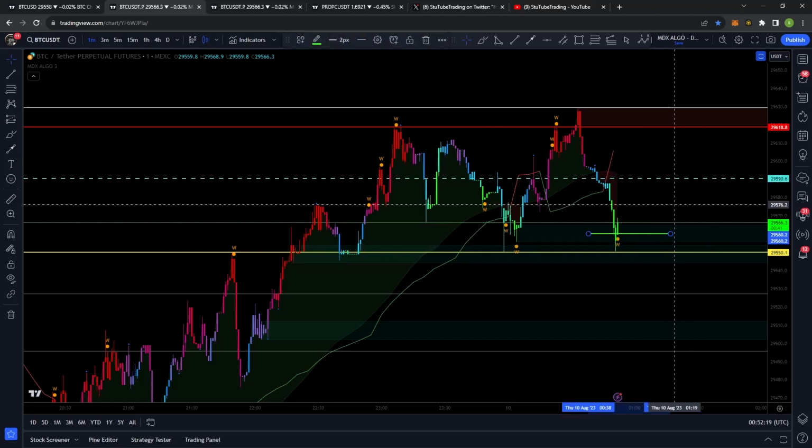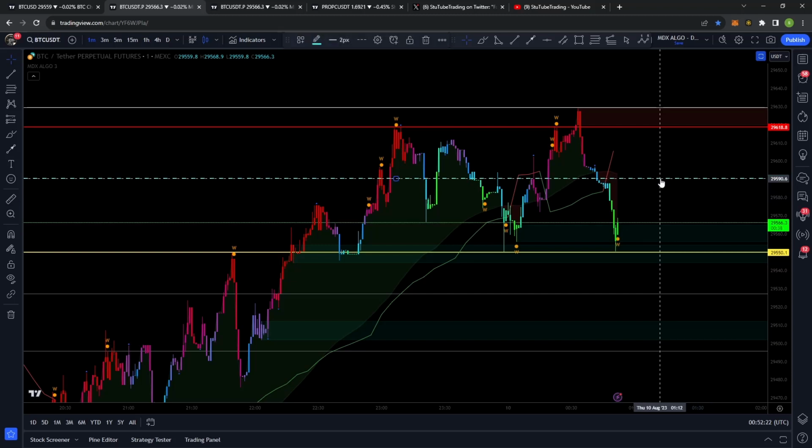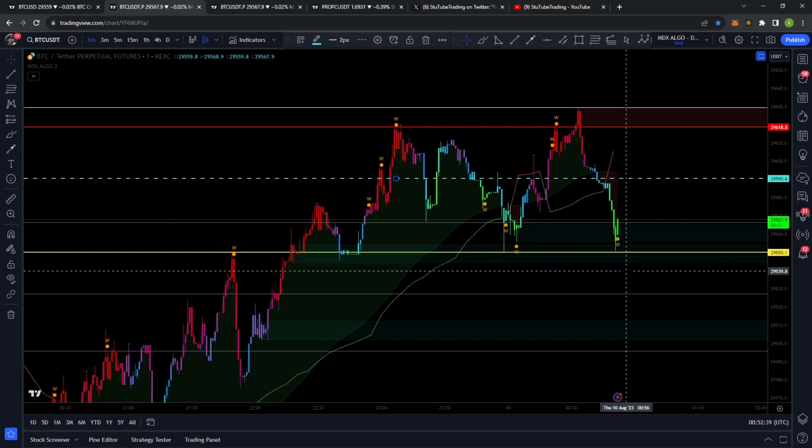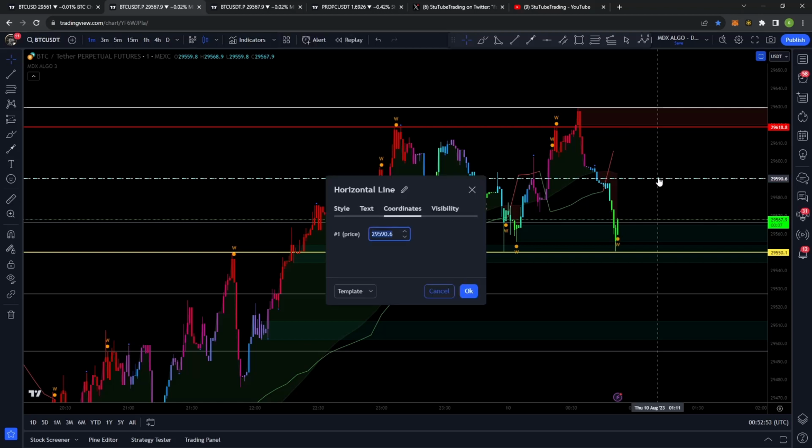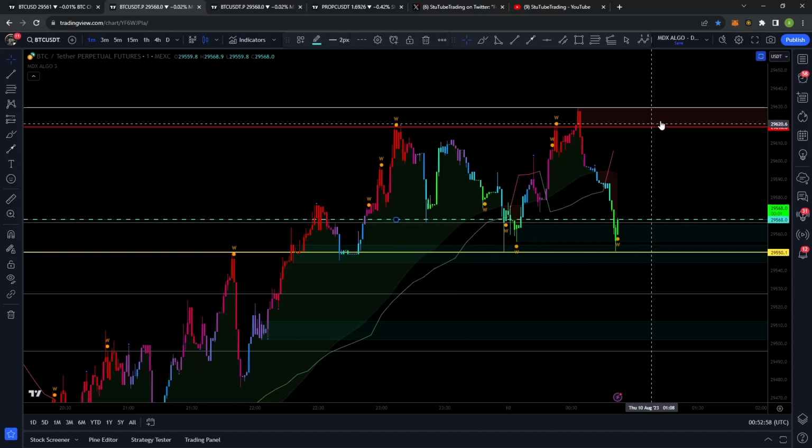Actually tempted to swing it along now. Screw it. Let's do it. Let's swing it a little long too. Stop loss is going to be right about here. Let's go. 29539. $568 so far. I only put in a third of my position.